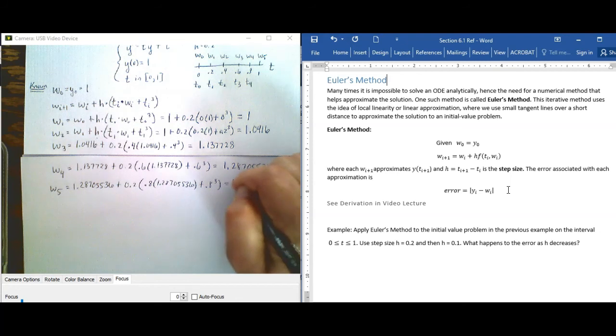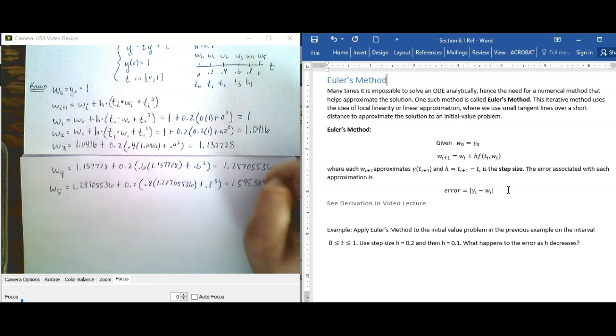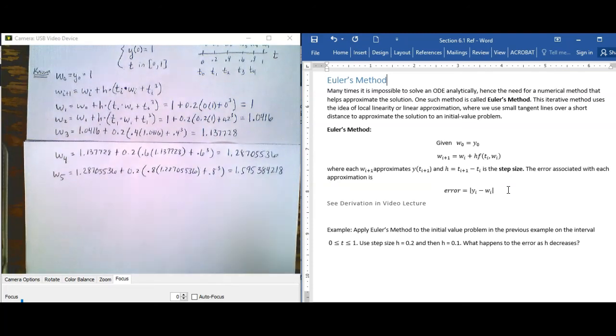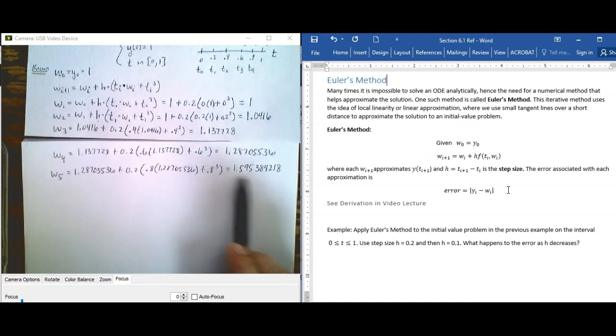Getting 1.595384218. Okay. So our approximate solution when t is 1 is this value right here. Okay.